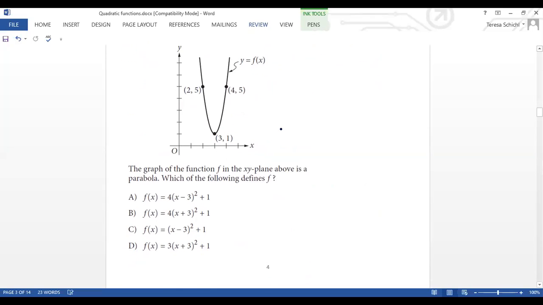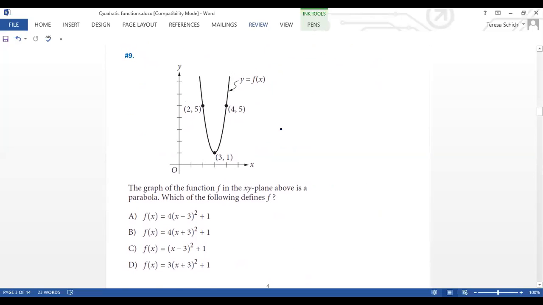Okay, so let's take a look here. Because this is opening up, the leading coefficient has to be positive. Every one of them is positive, so that's good.